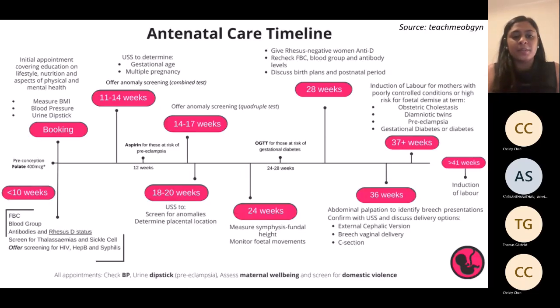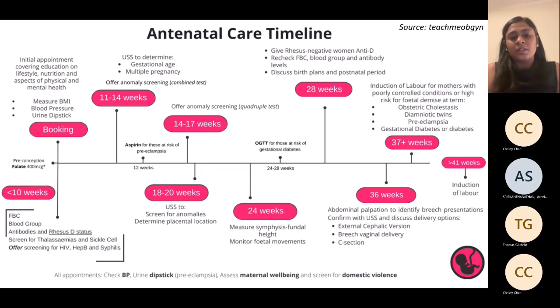Fine. So just to give you a brief idea about the antenatal care timeline, usually it is split between first, second, and third trimester. So the first trimester is from 0 to 12 weeks, the second between 13 and 28 weeks, and then from 29 to 41 weeks onwards, it is considered to be the third trimester.